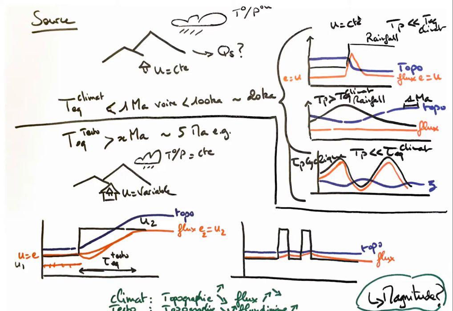Now, here I tried to change the climate perturbations, and in this part it's more uplift perturbations. So it's going to be repeating a little of what I just said from the papers. But here I have time, and here I have different things on that. Topography in blue, flux in red, and rainfall in black. So when I increase the flux, but then I come back to the same erosion equal uplift, my uplift is constant. And that's when the perturbation timescale is much smaller than the equilibrium time of my mountain.